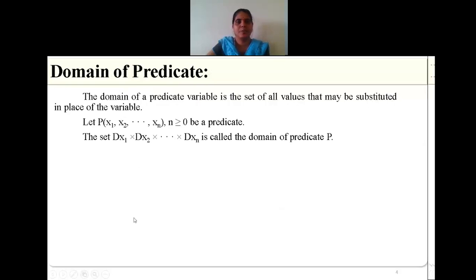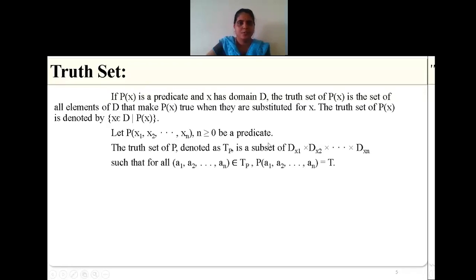Next is domain. As I said, the predicate contains variables. These variables will take some set of values from certain domains to become propositions. Let's consider P of x1, x2 up to xn, where n is greater than or equal to 0, be a predicate. Then the set of domains like Dx1, Dx2, Dx3, and so on up to Dxn is called the domain of the predicate P.